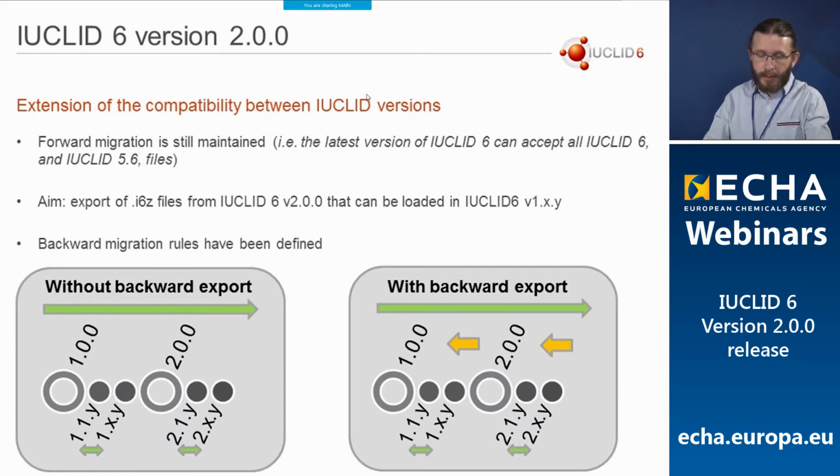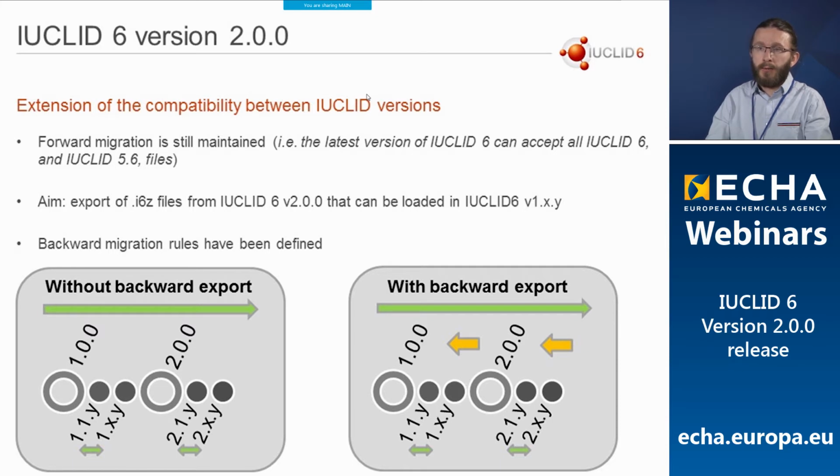I was saying previously that we have implemented a way to increase the compatibility between Euclid versions, and as before, we ensure the forward migration. So it means that any Euclid document, Euclid files you have generated with Euclid 5.6 or Euclid 6 will be able to be read by the new version of Euclid 6, version 2.0.